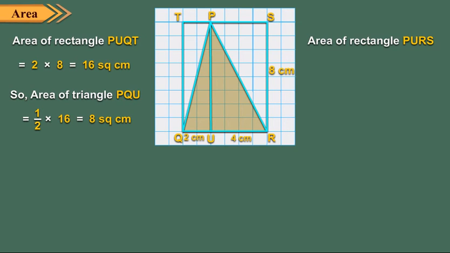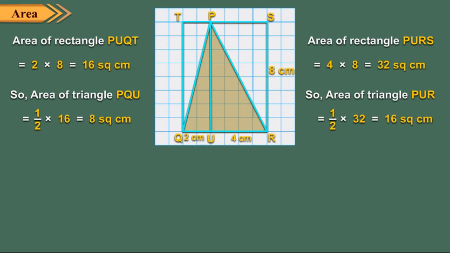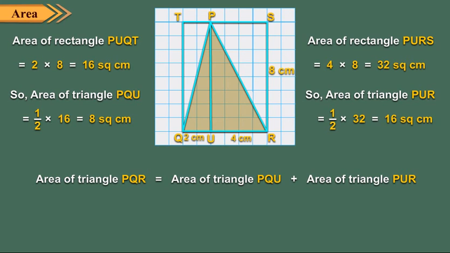Area of rectangle PURS is equal to 4 into 8, which is equal to 32 square centimeters. So area of triangle PUR is equal to half into 32, which is equal to 16 square centimeters. So area of triangle PQR is equal to area of triangle PQU plus area of triangle PUR, which is equal to 8 plus 16 square centimeters, that is 24 square centimeters.